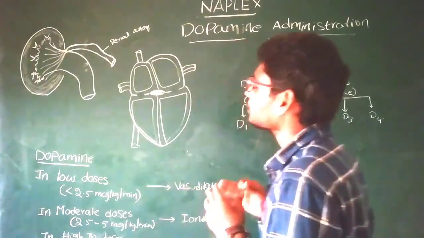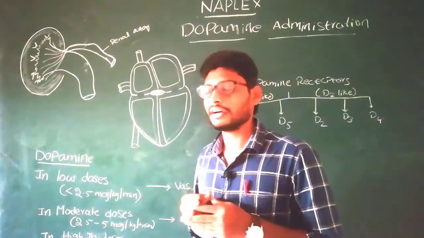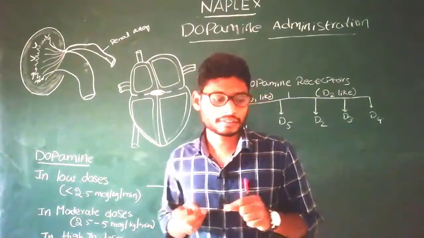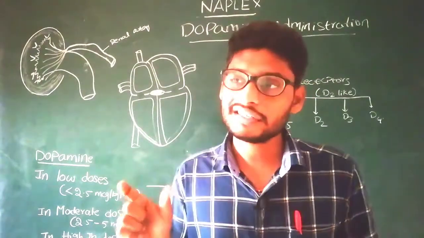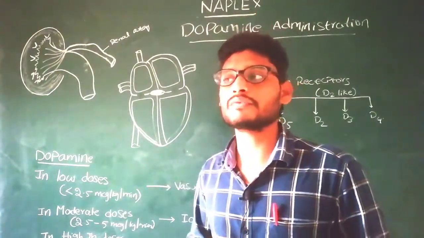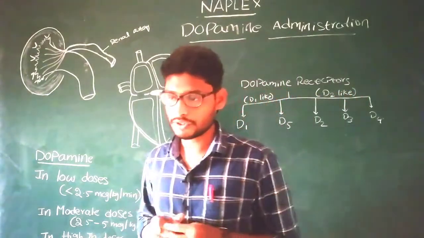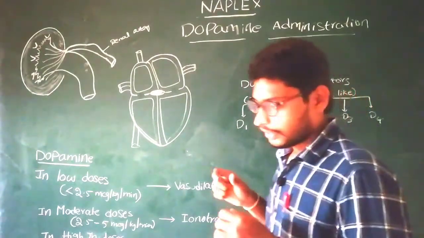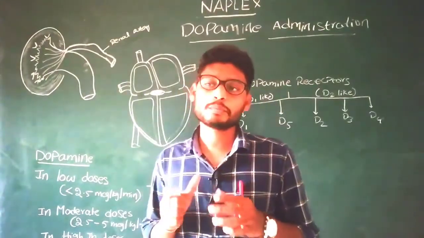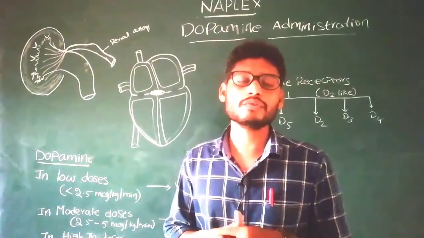Dopamine is considered a potent drug, and keep in mind that all potent drugs should not be administered by a direct IV bolus route. All potent drugs should be administered by IV infusion. This is an important point, and at the end we are going to solve a problem based on the dose calculation of dopamine.